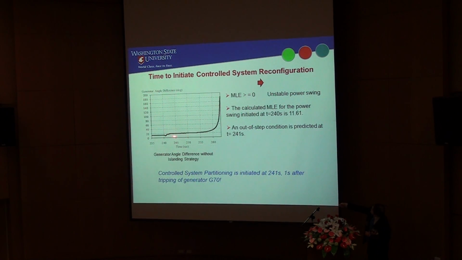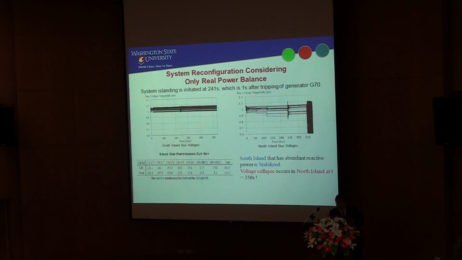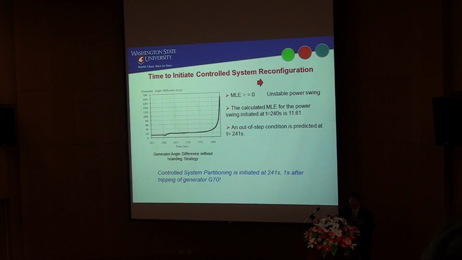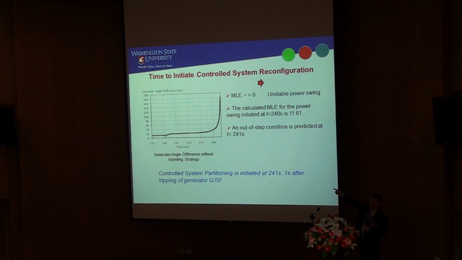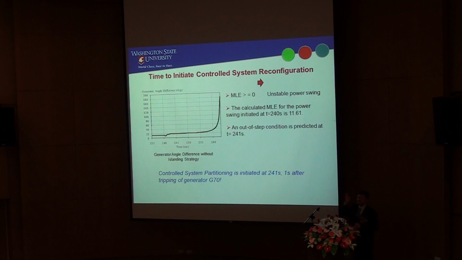This is the angle difference, but the diagonal exponent has that same trend. Let me see, where's that diagonal exponent? Yeah. Anyway, the diagonal exponent has been negative until 241. So when you calculate and at 241 it turns positive, that's the instant where you decide it's bad enough. It's an instability problem, and we had better partition the system.